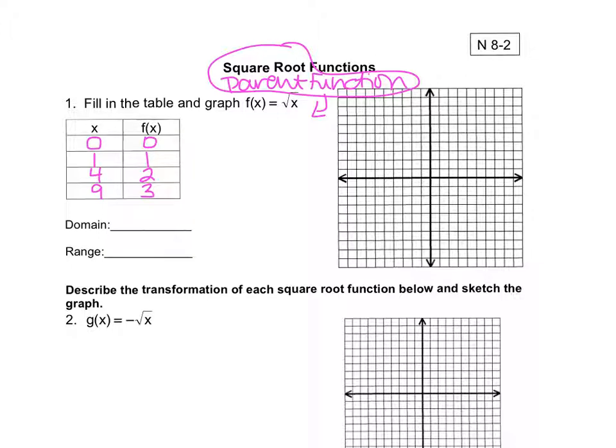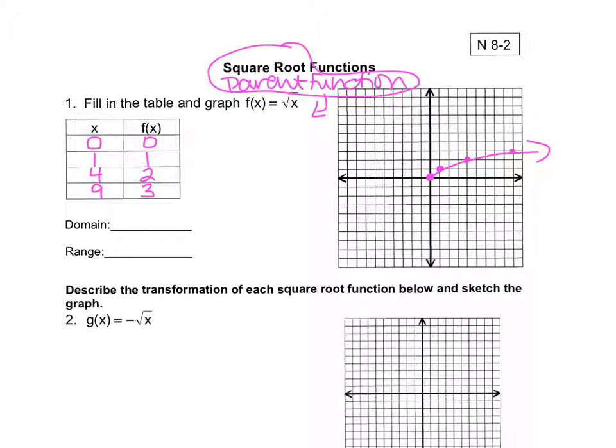So let's go ahead and plot those and see what a square root function looks like. So 0, 0, 1, 1, 4, 2, and 9, 3. And then it curves. So it's like half of a sideways parabola. That is a square root function. So from here on out, anytime you see a graph that's half of a sideways parabola, that's a square root function. So this is what it will look like.